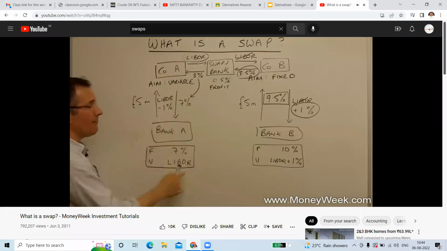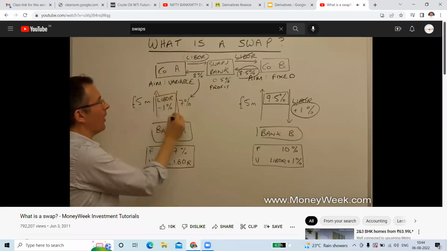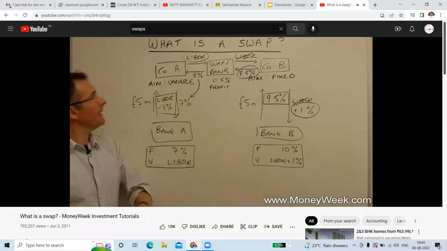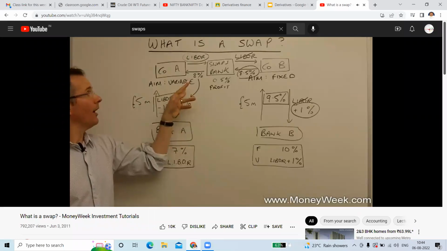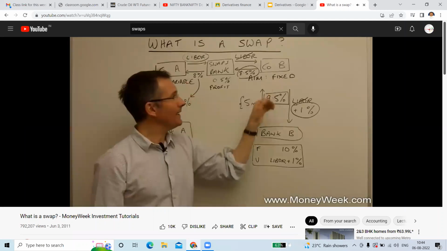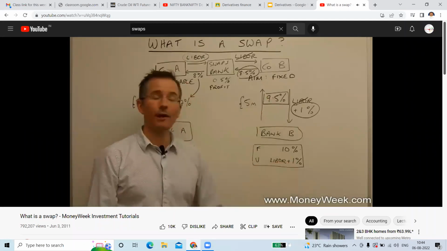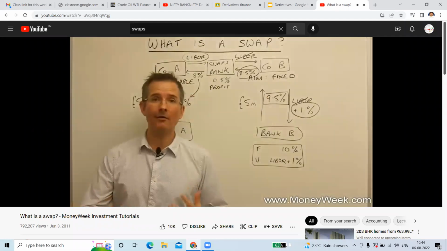And that's better than paying LIBOR. And that is the point of the swap. Ultimately, company A is now paying a variable rate of interest which is lower than it could have got from its own bank. Company B is paying a fixed rate of interest which is lower than it could have got from its own bank. And it works because of something called comparative advantage.